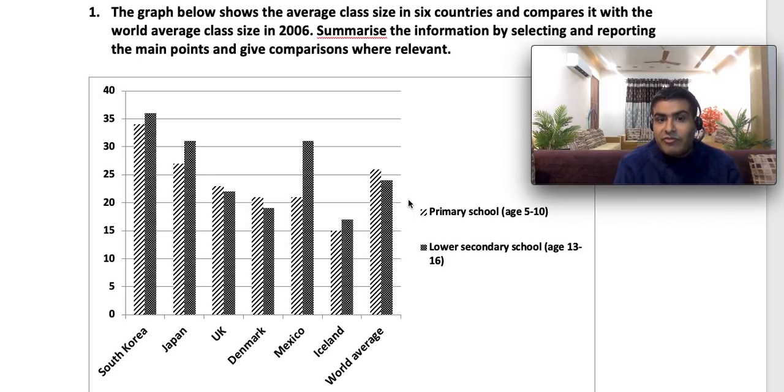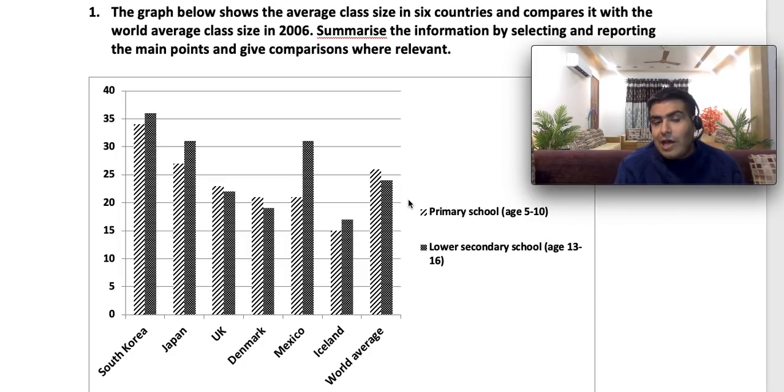So when I look at the bar graph, I try to find out the number of comparisons possible. So let's look at this graph and see the number of comparisons possible. If you can see, there are two types of comparison possible. One is in between the countries, like you can compare the different countries with each other. For example, South Korea with Japan, with UK, with Denmark, with Mexico, with Iceland, and then also the world average. And the second type of comparison you can do is within the same country, you can compare the primary school size and the lower secondary school size. So it's very important to cover both of these comparisons in the graph if you want to score high.